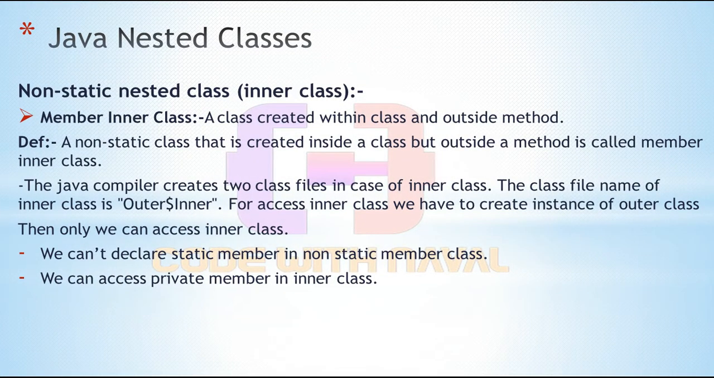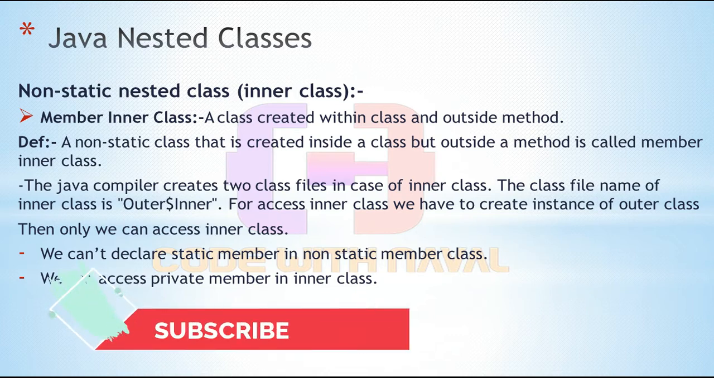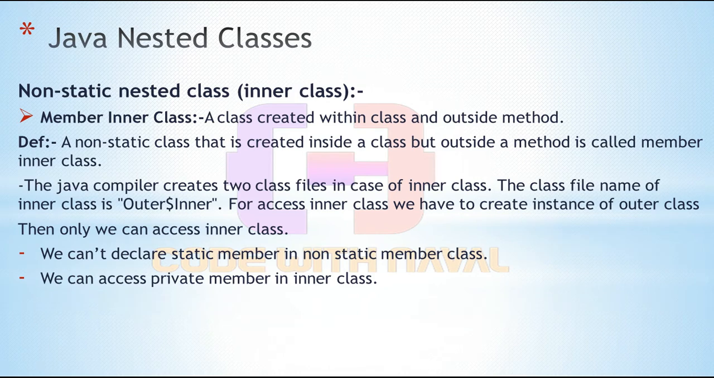Member inner class: a class created within a class and outside a method. Let's understand the definition. A non-static class that is created inside a class but outside a method is called a member inner class. The compiler creates two class files in case of an inner class. If we declare an inner class, then the compiler creates two files. The class file name of the inner class is OuterClassName$InnerClassName.